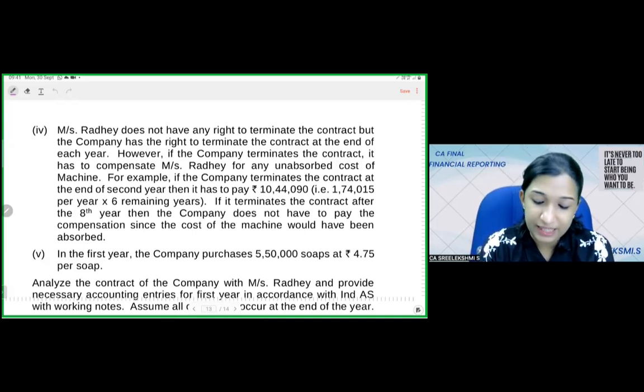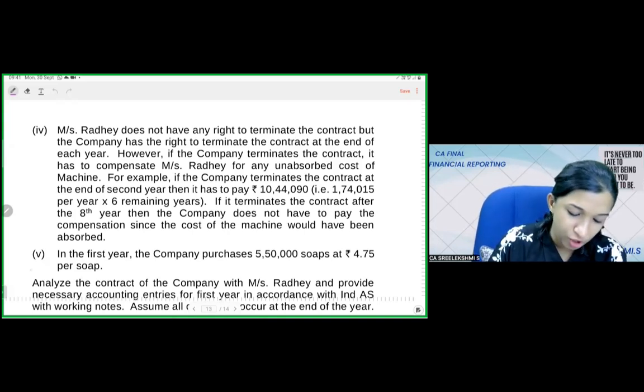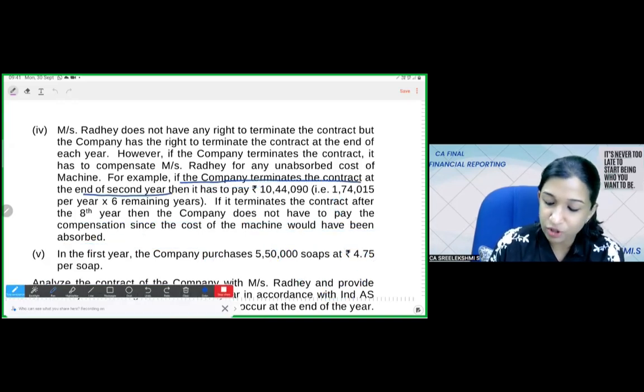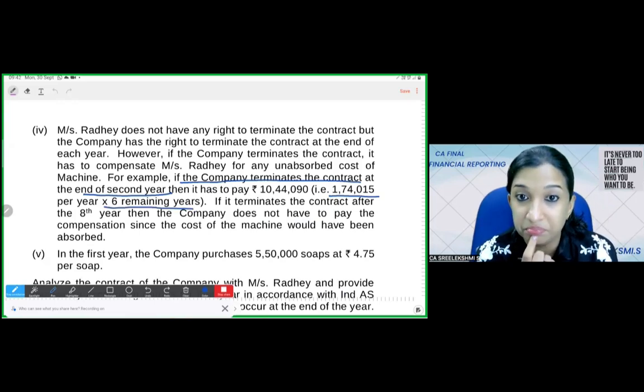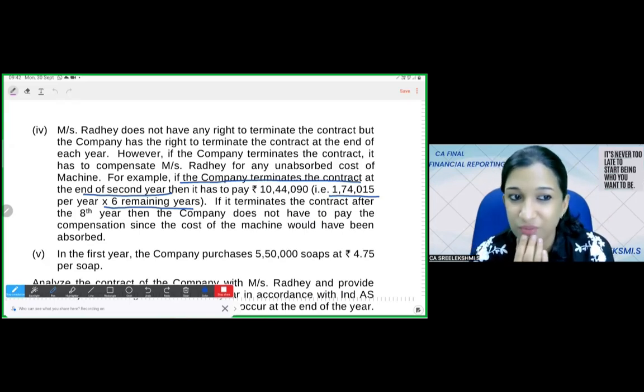However, if the company terminates the contract, it has to compensate Radhe for any unabsorbed cost of the machine. For example, if the company terminates the contract at the end of second year, then it has to pay 1,74,015 into 6 years. If it terminates the contract after 8th year, then it does not need to pay anything, since the cost of machine would have been absorbed.